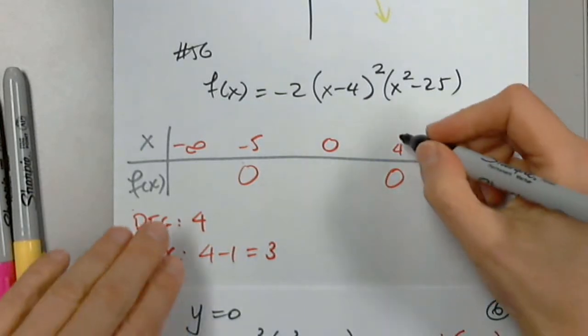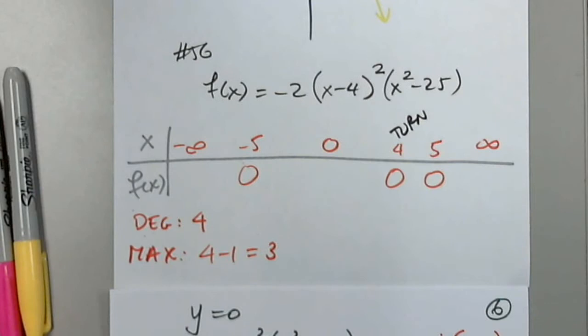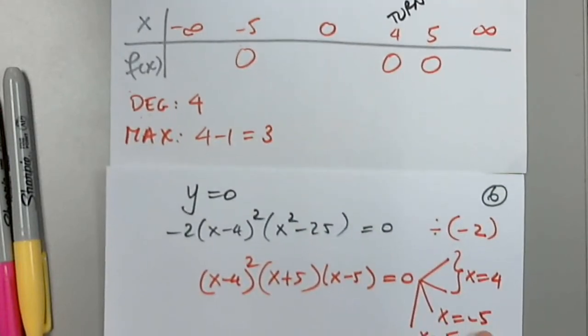Awesome. What is the multiplicity for negative 5 and 5? 1. It appears once. Right? Negative 5 is a solution, appears once. x equals 5 is one solution, appears once. So what is the multiplicity for these? Again, 1.